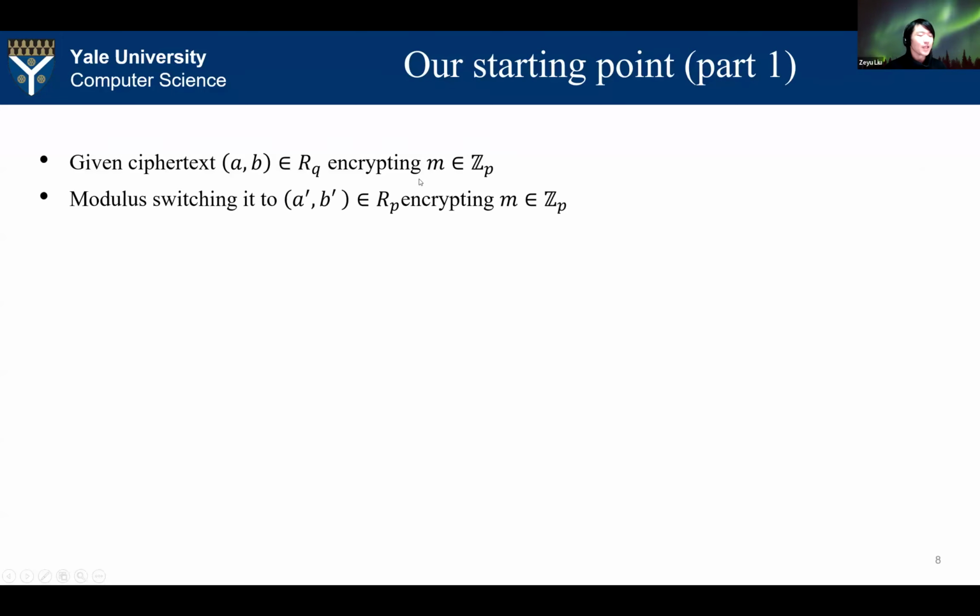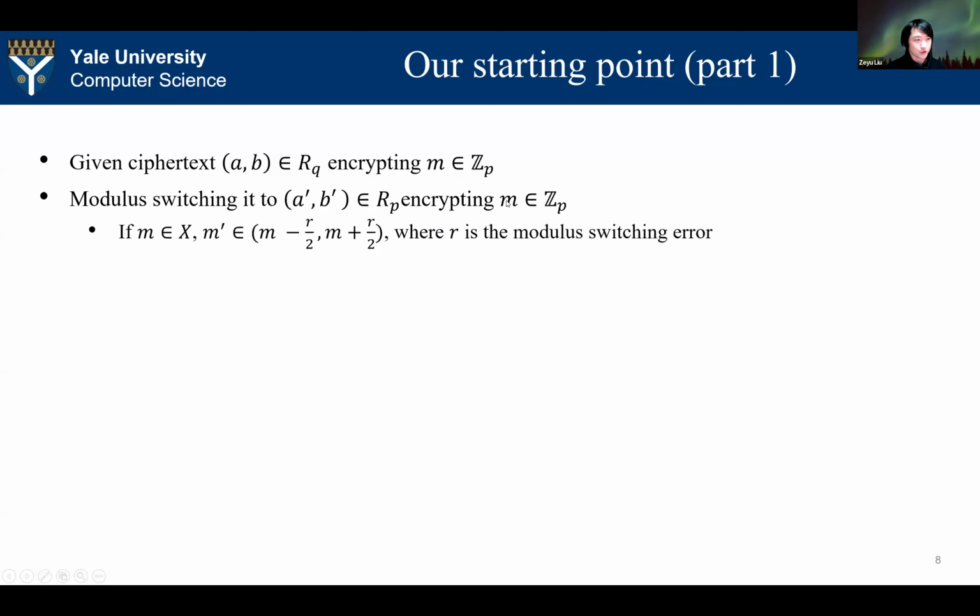First, we modulus switch this ciphertext to some (A', B') in the ring R_P. You can see this ring modulus P is the same as the P in the plaintext modulus, and now it's encrypting some m' in Z_p. Sorry for the typo. So it's now encrypting m' instead of the original m. What is this m'? If m is within this valid set X, then m' is within m minus 2^r and m plus 2^r, and this r is some modulus switching error.